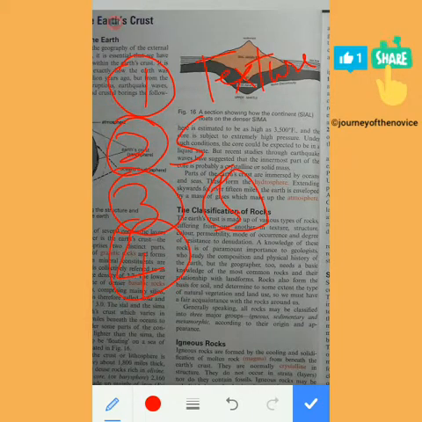And the last is the factor of degree of resistance to denudation. Denudation means stripping off, like when we talk about the stripping off of trees from a region, that is a kind of erosion.